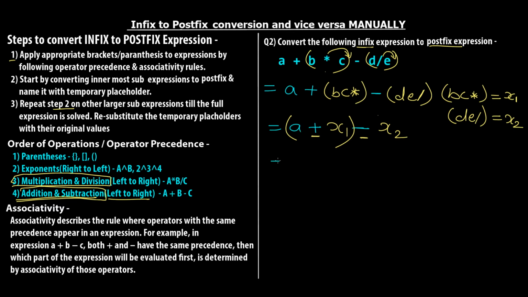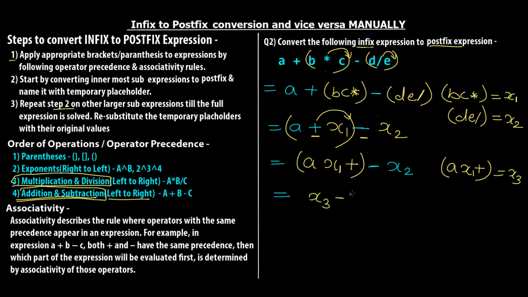So ultimately we will be getting A x1, and this plus operator will go ahead of x1. So you'll get plus over here. We have this minus x2 as it is. And now what we can do, we can say A x1 plus, let me use yellow color. We'll consider A x1 plus as x3. So now the expression will become x3 minus x2.